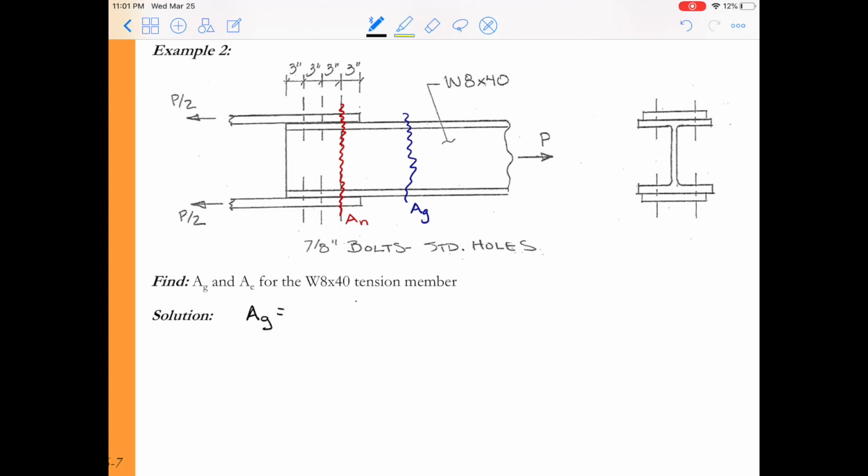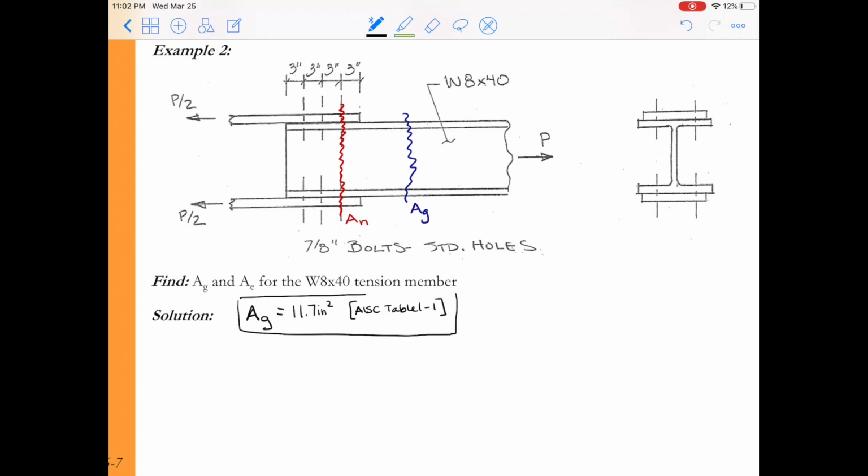So hopefully by now you have figured out, okay, AG is going to be pretty easy. I can just look this up in table 1-1. For a W8x40 member, I open my manual and I find that the W8x40 member is 11.7 inches squared. Great. One of the easiest questions we'll probably ever get in our steel class, right?